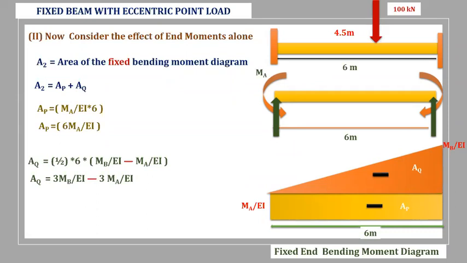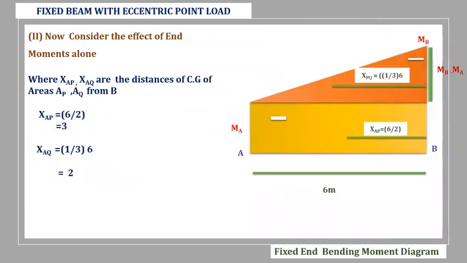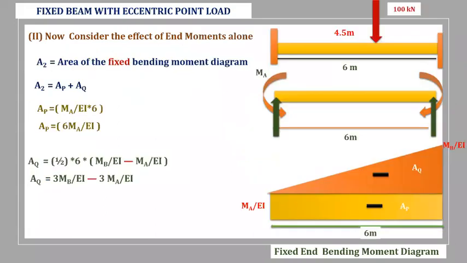Look here for a minute. The total is, on one side MA, on the other side MB. But we require only the orange portion. That means MB minus MA. For the triangular portion, the ordinate height is MB minus MA. So here we can get AP, AQ, and again we can calculate X2. So I think we are complete up to here.